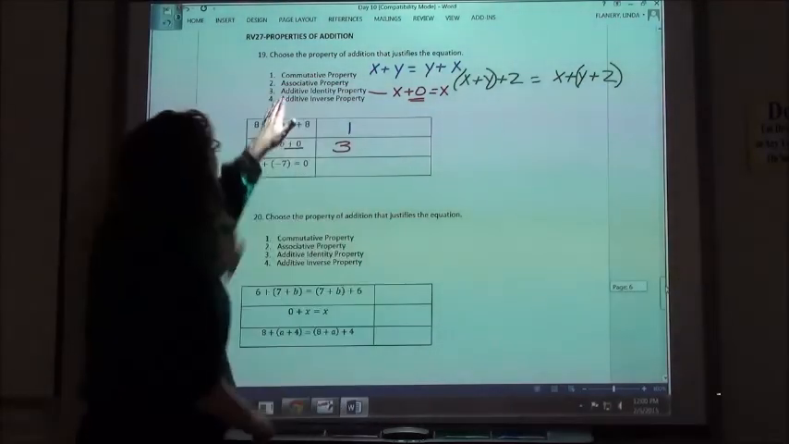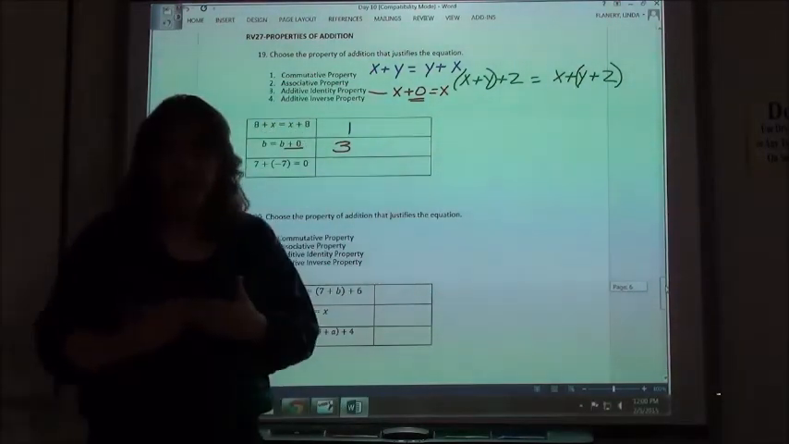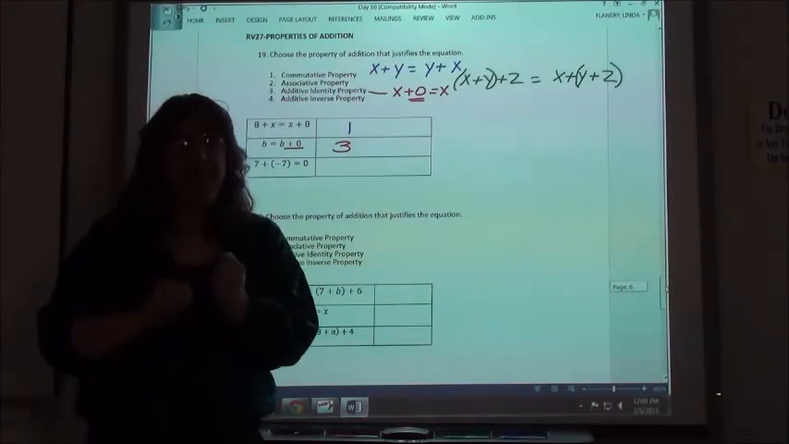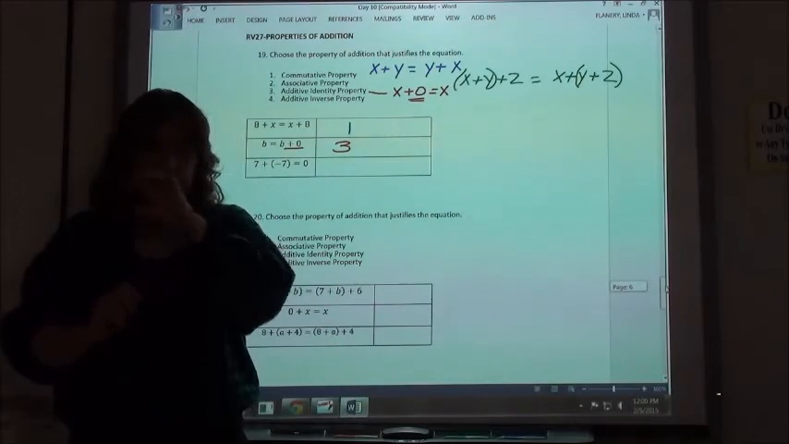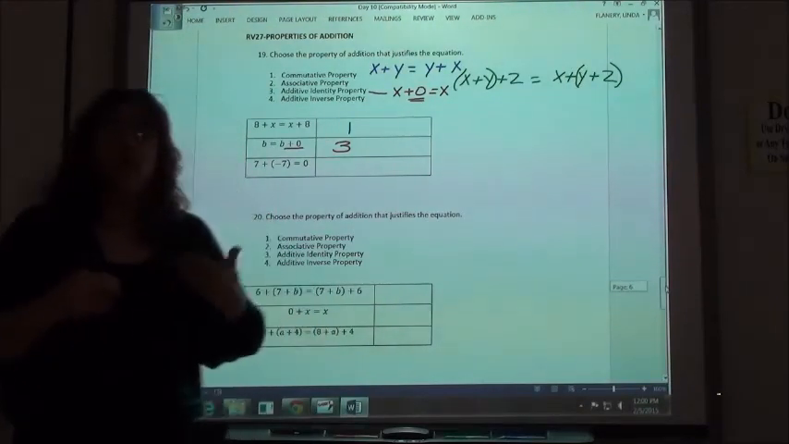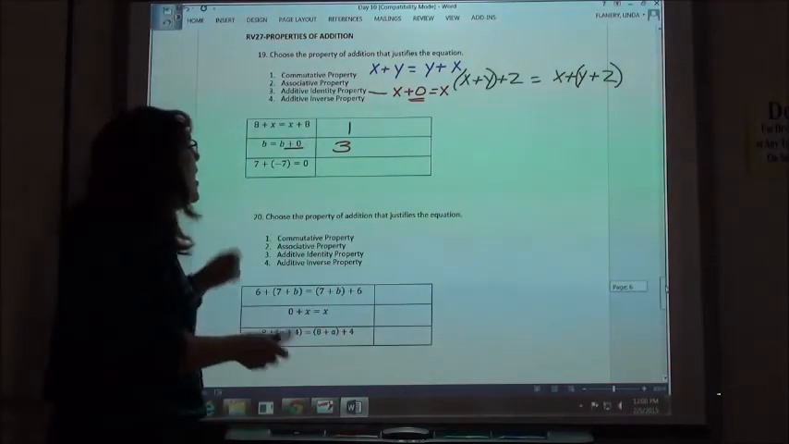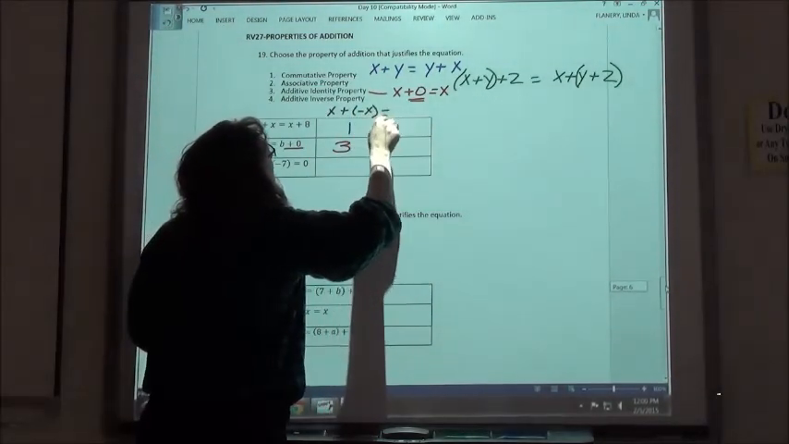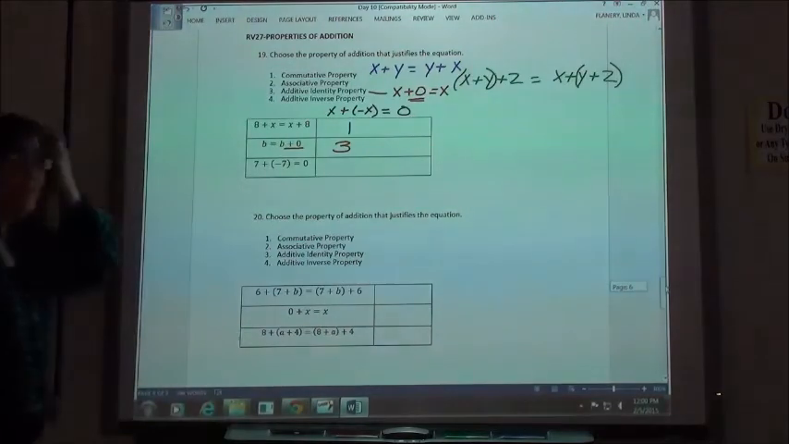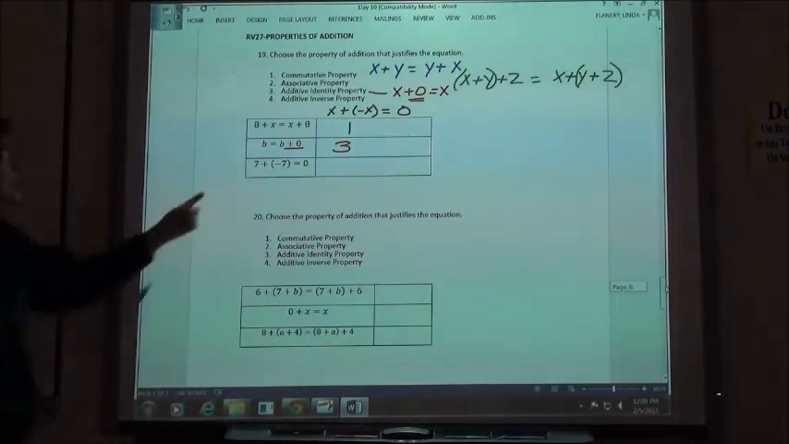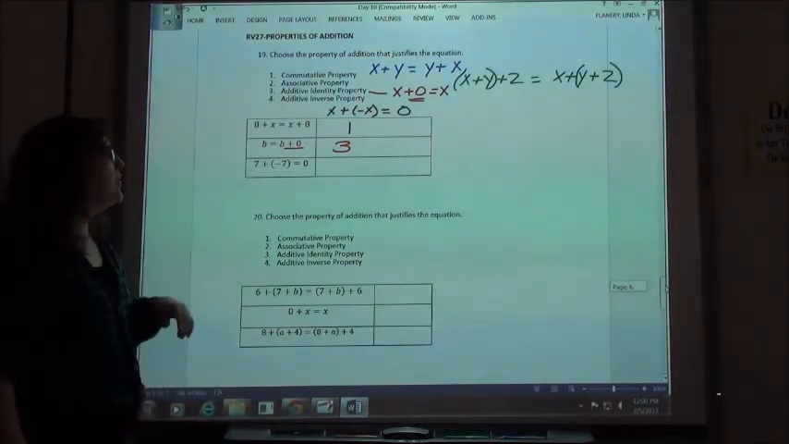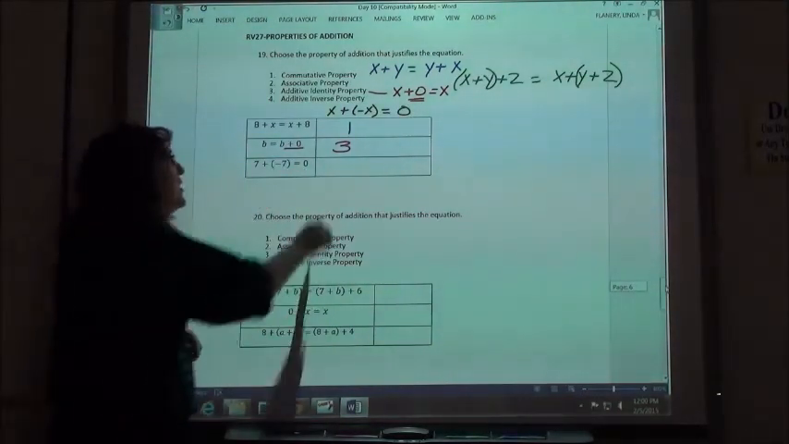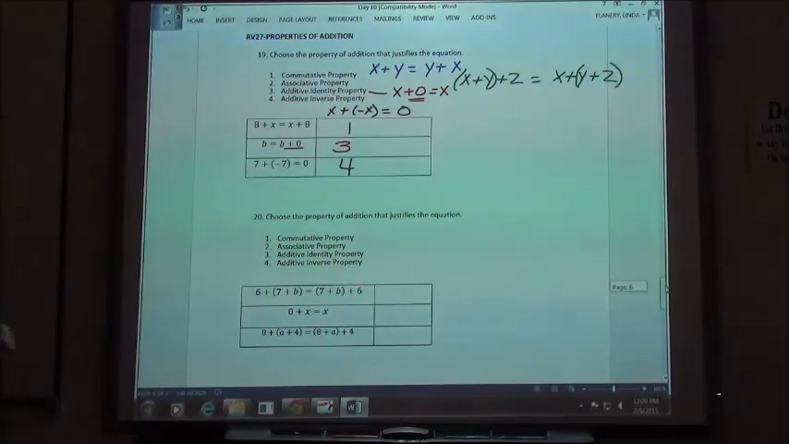Fourth property, additive inverse property. Inverse means opposite. When I add a positive and a negative of the same value, 3 plus negative 3, I always get an answer of 0. So when I add opposites, x plus negative x, I always end up with an answer of 0. So this is an example here of my additive inverse property. 7 plus a negative 7 gives me an answer of 0. There's my additive inverse property.